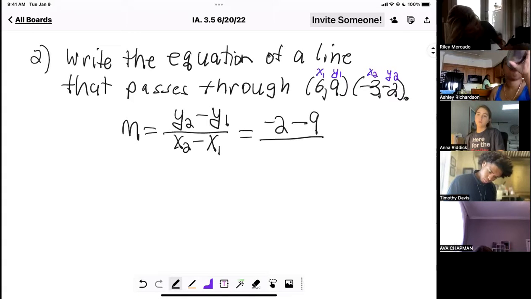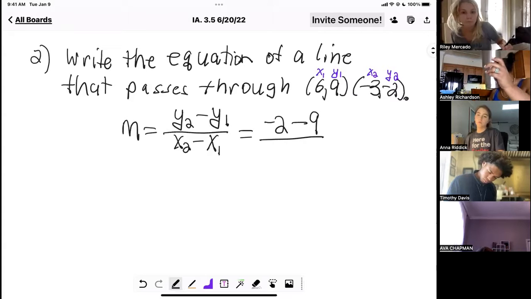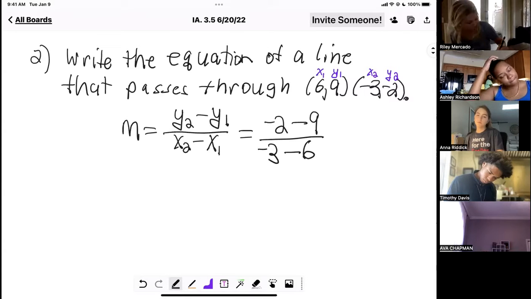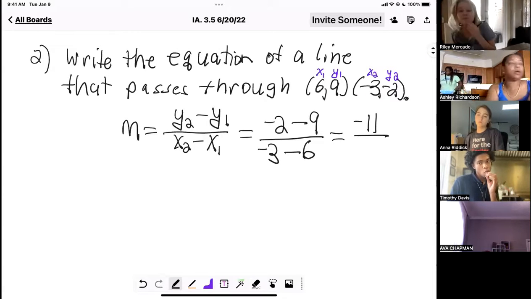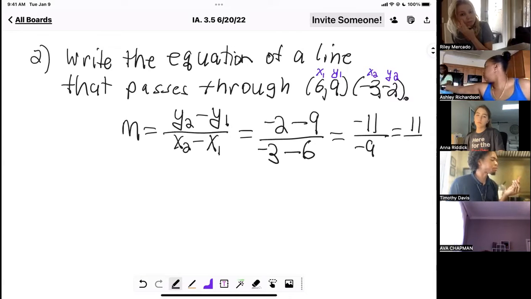Okay. And I'm going to show you another benefit of this. Then x2 is -3 minus x1 is 6. So now I can simplify: -2 minus 9 is -11 over -3 minus 6, which is -9. Well, I don't need my negatives, so my slope is 11 over 9.